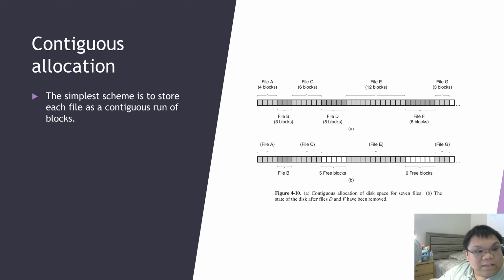And the simplest scheme to store files is called contiguous allocation. So each file is given a sequence of consecutive blocks, because the disk does not operate on the level of bytes. Rather, it operates on the level of blocks. How large is a block? It could be any size, but let's assume it's 1024 bytes.